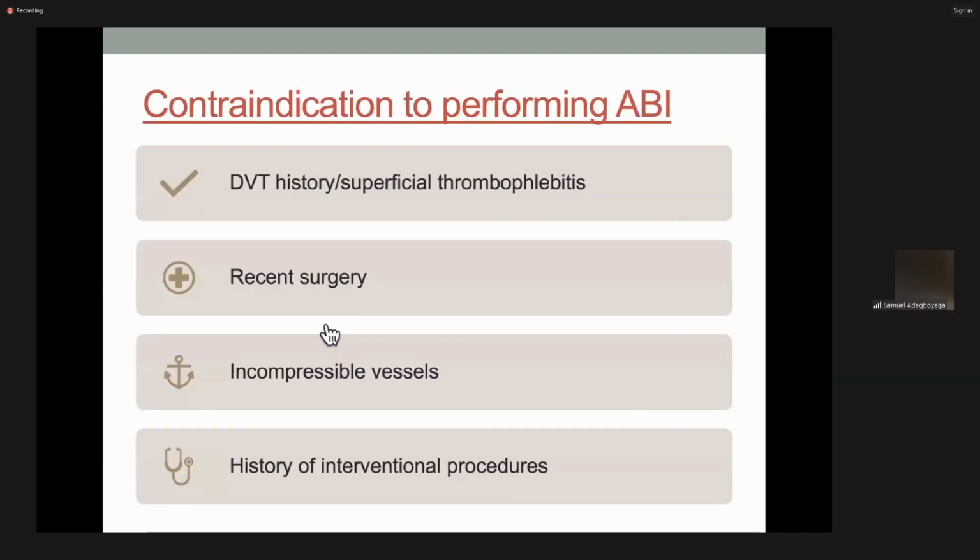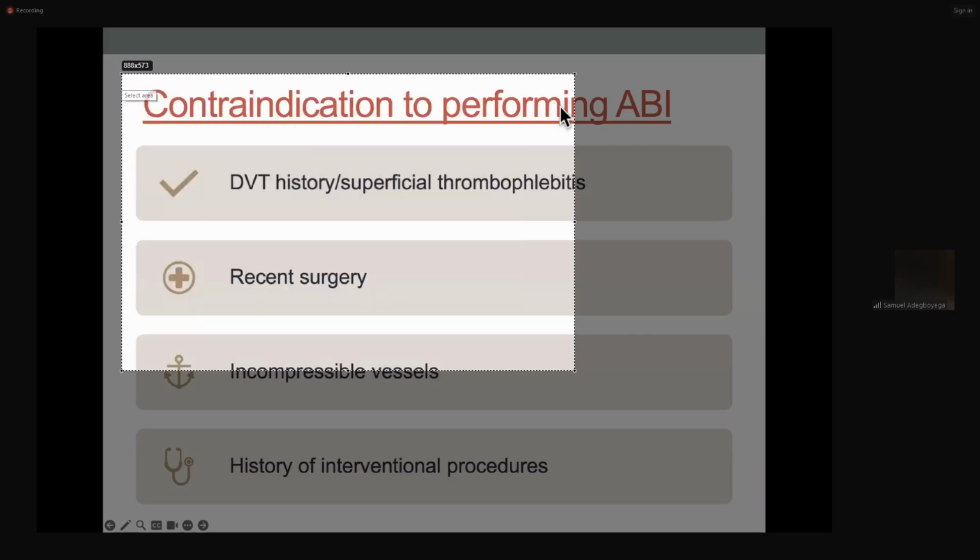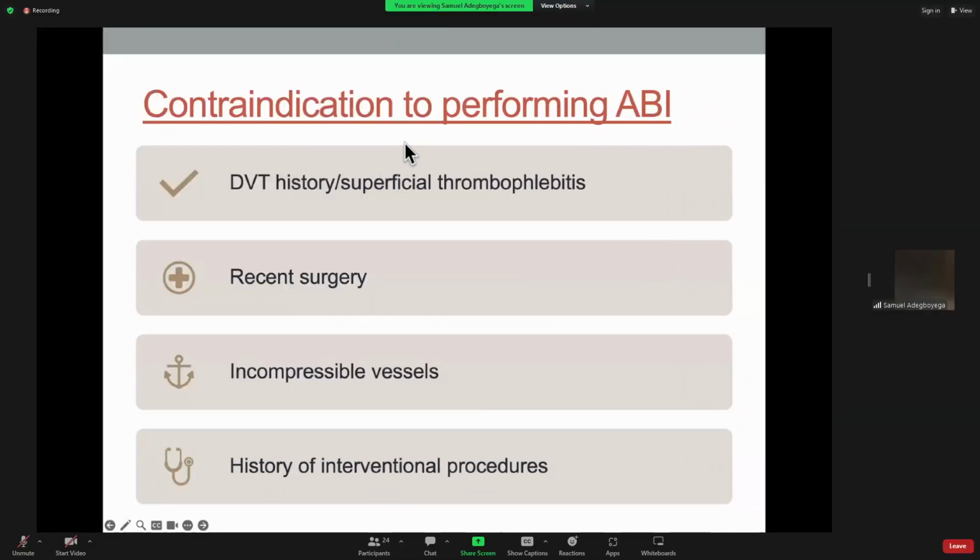So when it comes to ABI, you should know your contraindications. Can I put a cuff on a patient that's got a DVT? No. What about a patient that just had a recent stent bypass? No. A patient that's got an incompressible vessel? No. Right? So you'd go to segmental pressure and the rest of them.